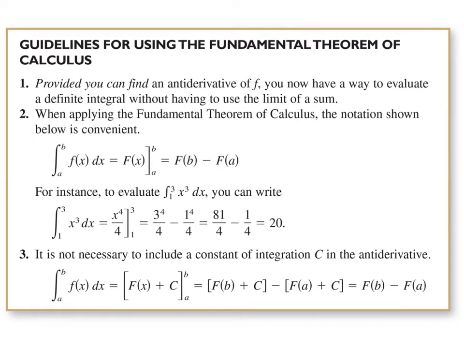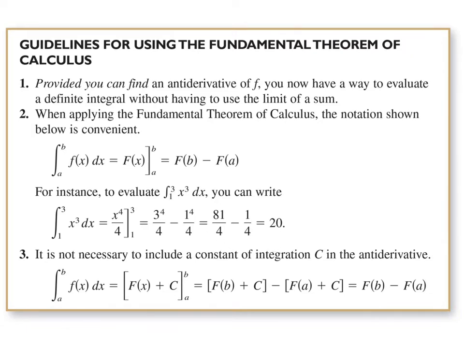So for example, let's say that I wanted to find the integral of x cubed from 1 to 3. That's the area under that curve from x equals 1 to x equals 3. So this is the notation that we would write: x to the 4th over 4. Remember our antiderivative rules, that's the power rule for integrals. And so all I do is plug in 3 here, so that becomes 3 to the 4th over 4, minus, and I would plug in 1 to the 4th over 4, and that actually gives me the area under that curve.